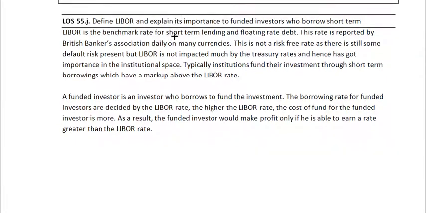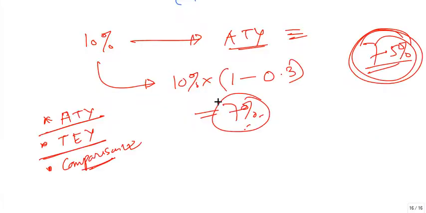Now let us see the next LOS, LOS 55.j, and this is the last LOS of this reading, so you should be happy. What they are saying is you have to define LIBOR and explain the importance of LIBOR to funded investors who borrow in the short term. We have seen LIBOR earlier in the readings.